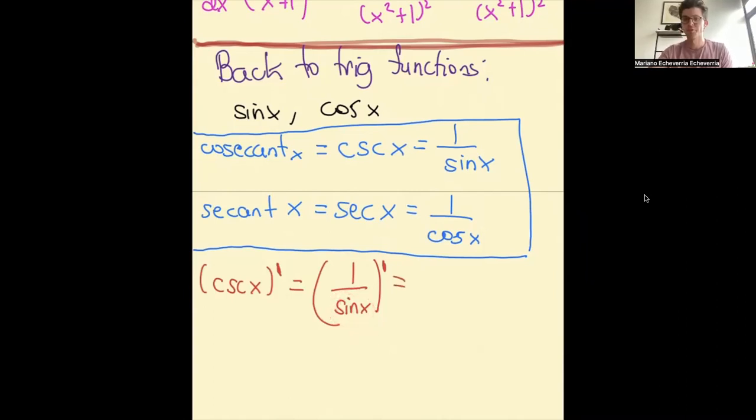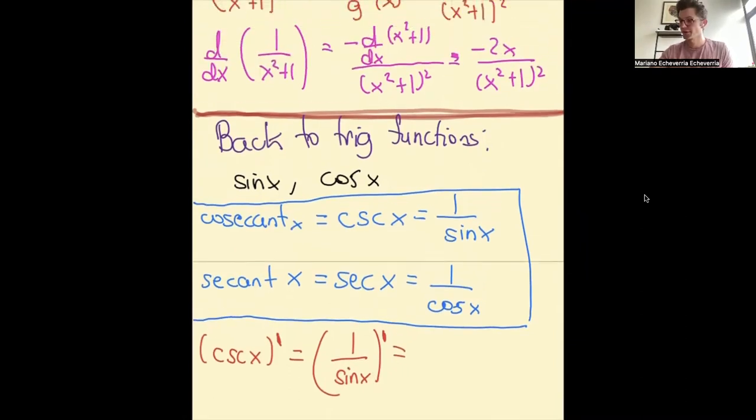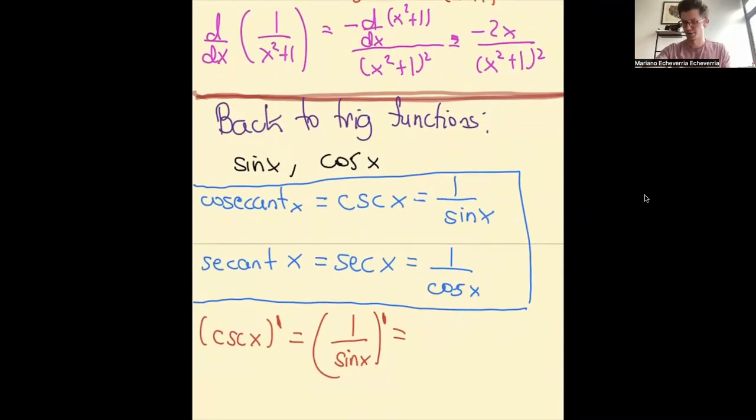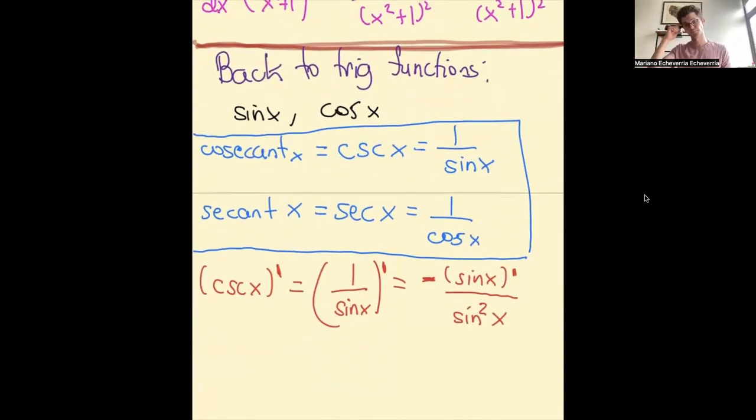If you look at the formula for the derivative, you put in the numerator the derivative of the function and put in the denominator the function squared. So it would be, and there's a minus that comes from the formula. Is that making sense? Any questions up to this point?